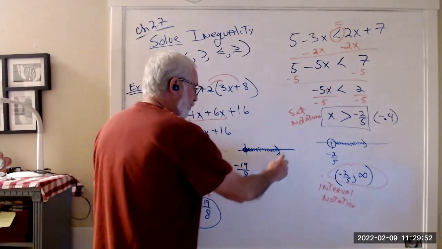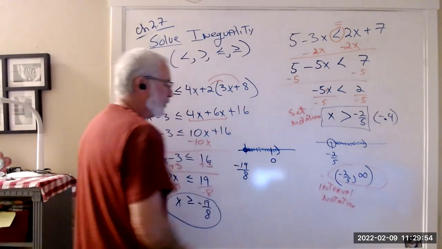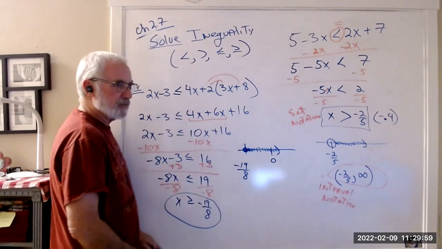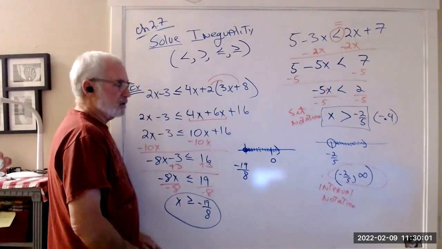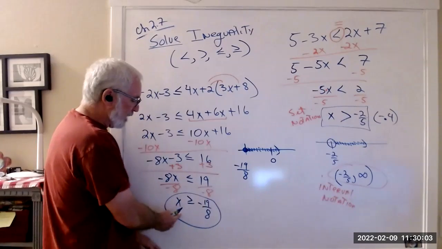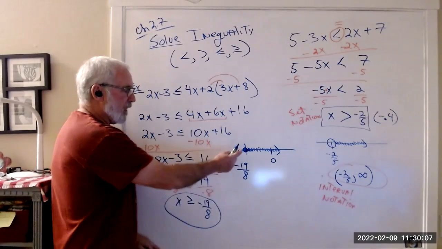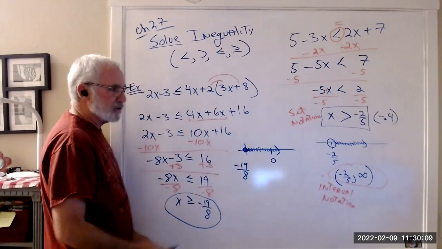Usually people put 0 on it just for reference. They just show, hey, that's where 0 is. So that's negative something. So that algebra, x greater than or equal to -19/8, and that number line graph are the same thing.